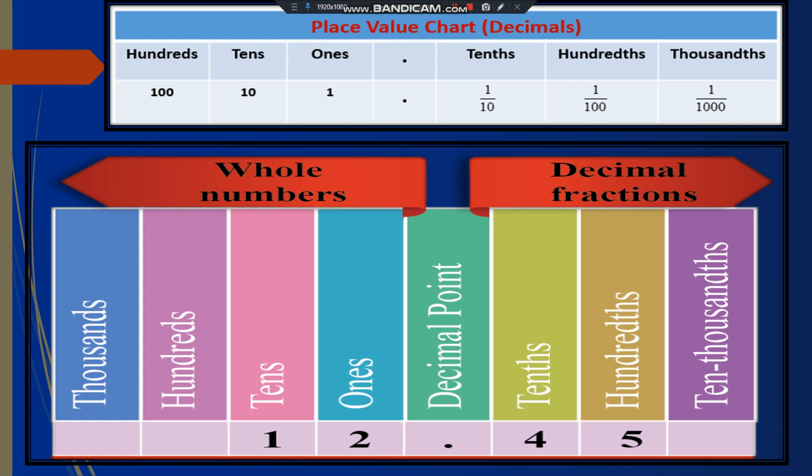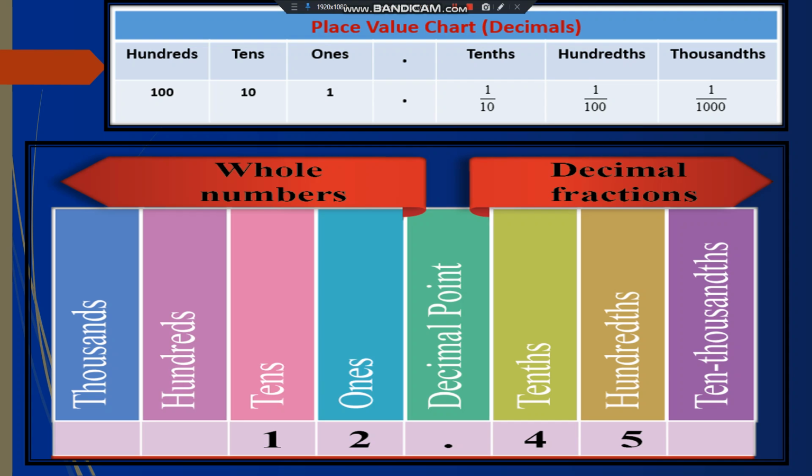Let's understand the place value chart of decimals. As we know, the left part of the decimal is the whole part, which follows the same place value: ones, tens, hundreds, thousands, etc. The right side of the decimal is the decimal part. Here, the first place value is tenths, that is 1 by 10. The second place value is hundredths, that is 1 by 100. The third place value is thousandths, that is 1 by 1000.